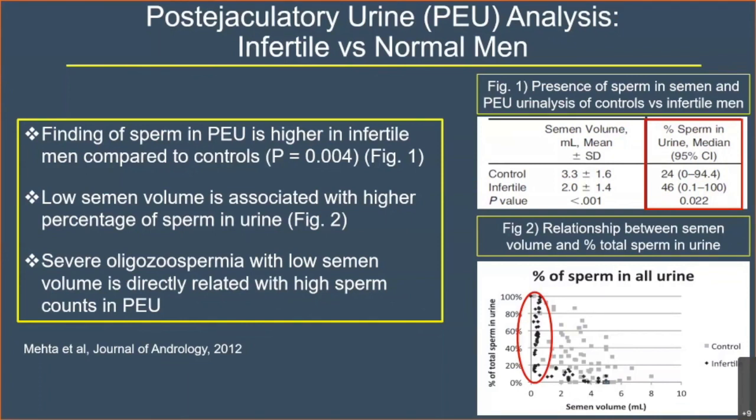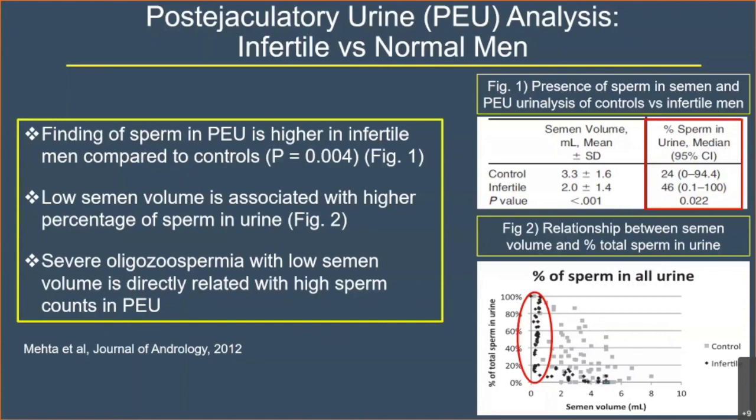And the first important finding of the study was that the sperm were found in post-ejaculatory urine in higher numbers in infertile men compared to the controls, and this was significantly higher. And this is illustrated in figure 1 on the right side, and it is highlighted with the red text box. The significant difference: 24% sperm in controls versus 46% in infertile men.